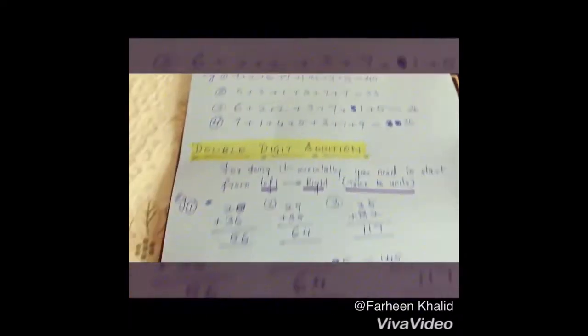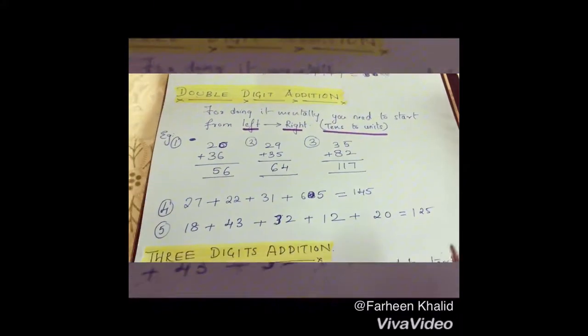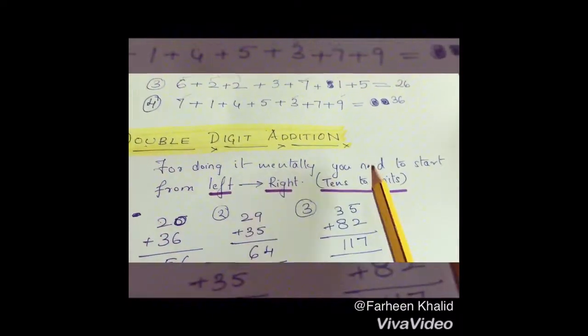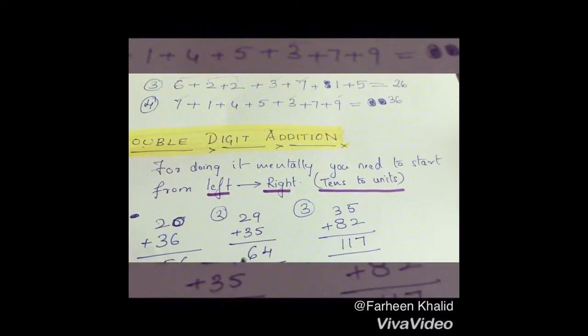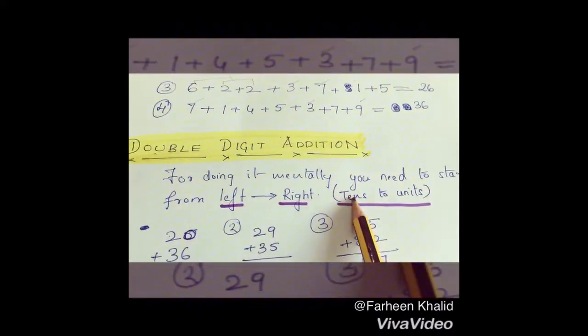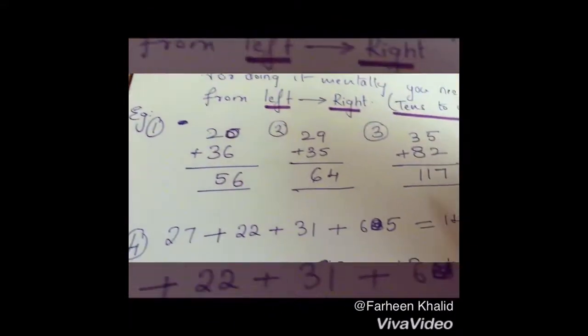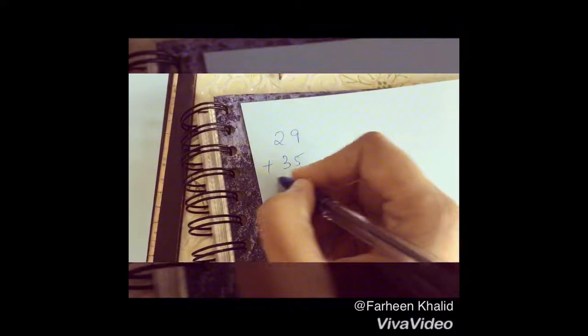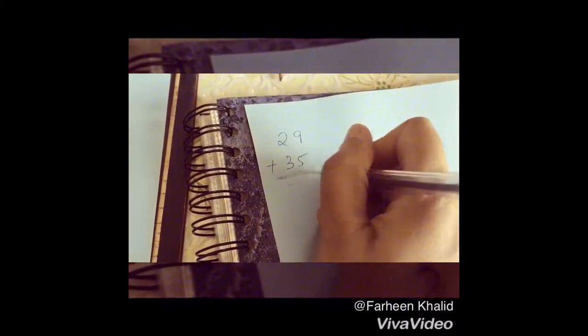Okay, now let's come to the double digit addition. In case of double digit addition, as I've written here, for doing it mentally you need to start from left to right, that is from the tens to units. But generally, let me take an example here. Generally what we would do in a conventional method is, let's take this one: 29 plus 35 equal to 64.